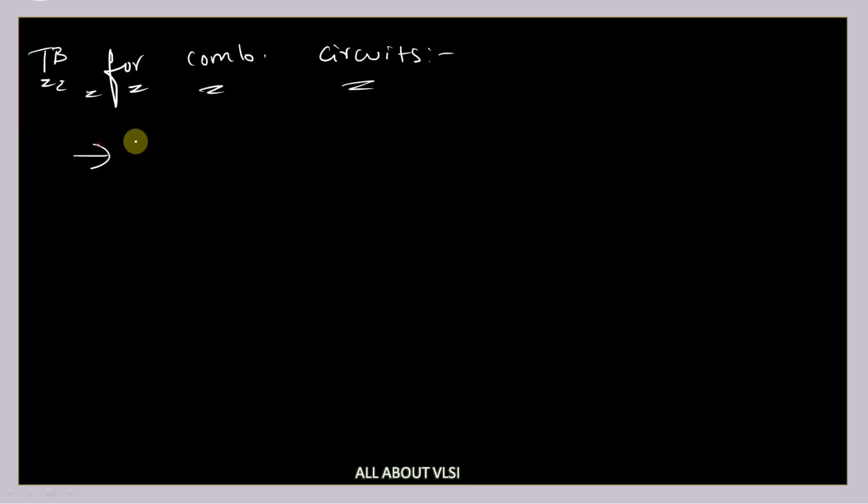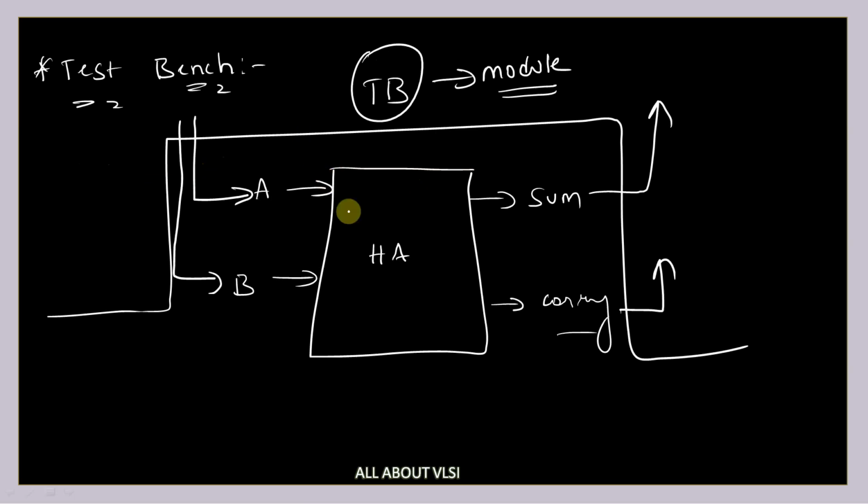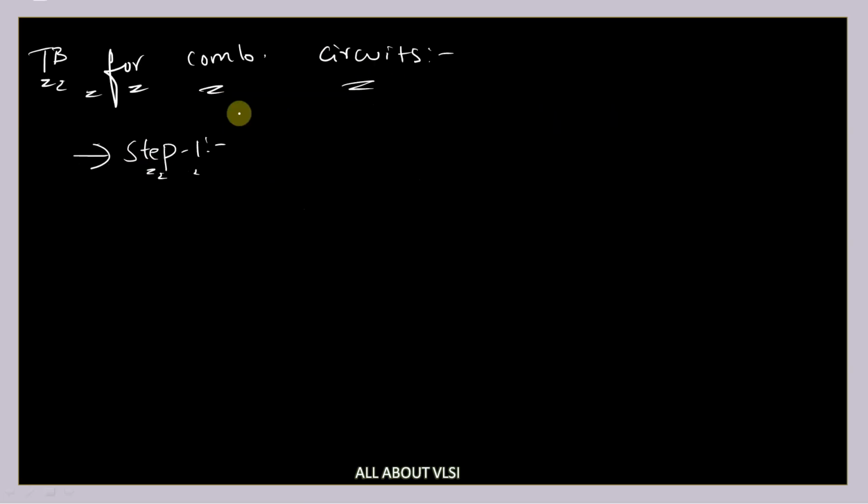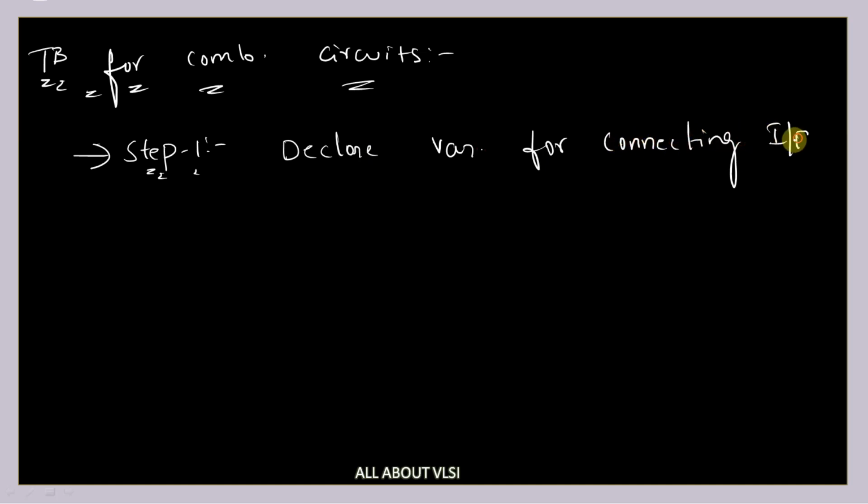Now, what is step 1? For combinational circuits, if you are writing a test bench, these are the steps. Step 1 is we need to connect the inputs and outputs. For that, we need to declare some variables inside our module. Step 1: declare variables for connecting the input and output of the design.